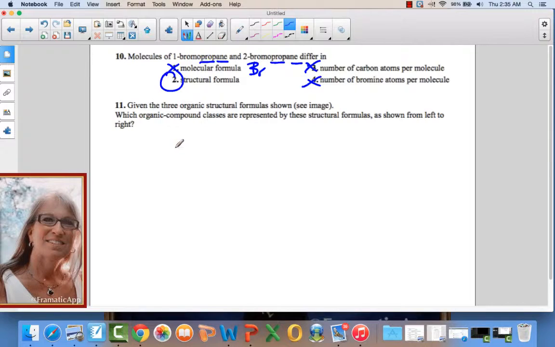Given the 3 organic structures shown below, which organic compound classes are represented by these structural formulas from left to right?